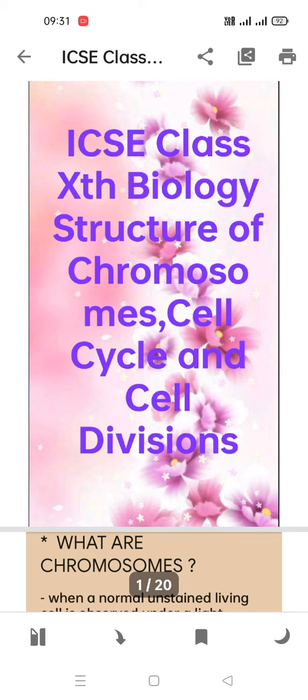Let's move to the main topic. This is the main chapter and a new chapter as well, which means you are dealing with it for the very first time: structure of chromosomes, cell cycle and cell division. Without wasting any time, let's get started and understand all the topics one by one, very nicely and deeply.